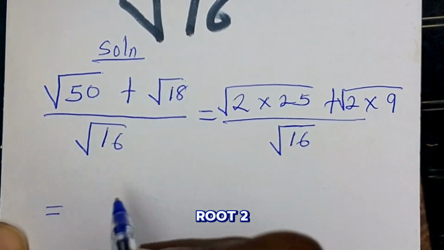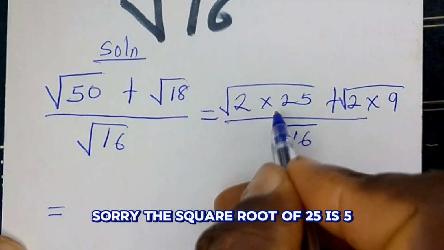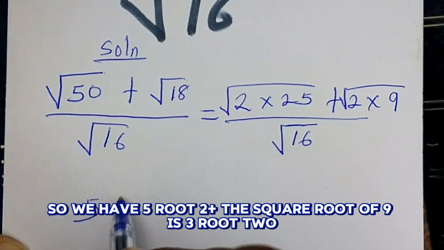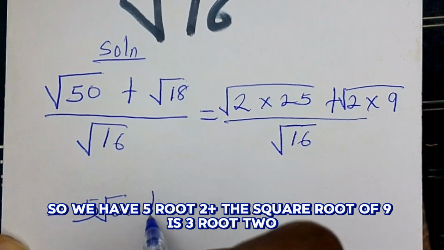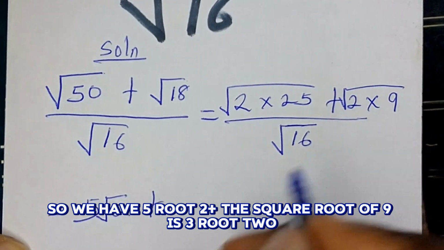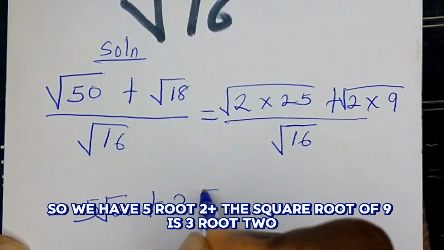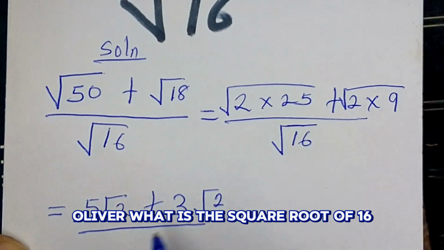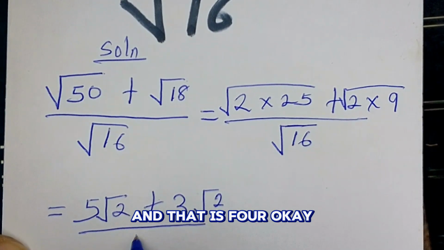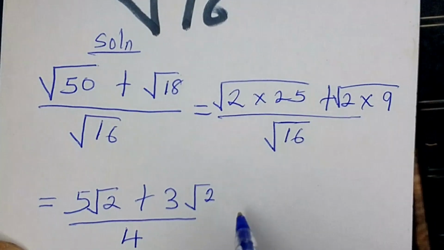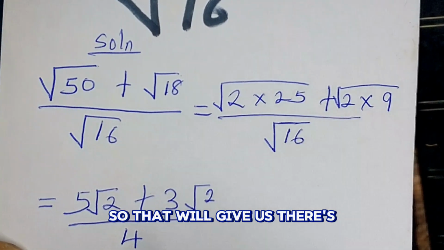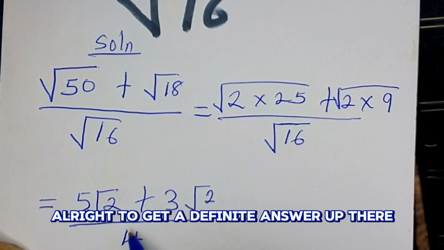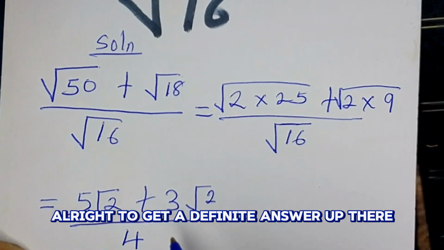root 2. Sorry, the square root of 25 is 5. So we have 5 root 2 plus the square root of 9 is 3 root 2, all over what is the square root of 16, and that is 4. Okay, so that will give us this. We want to simplify the numerator, all right, to get a definite answer up there.